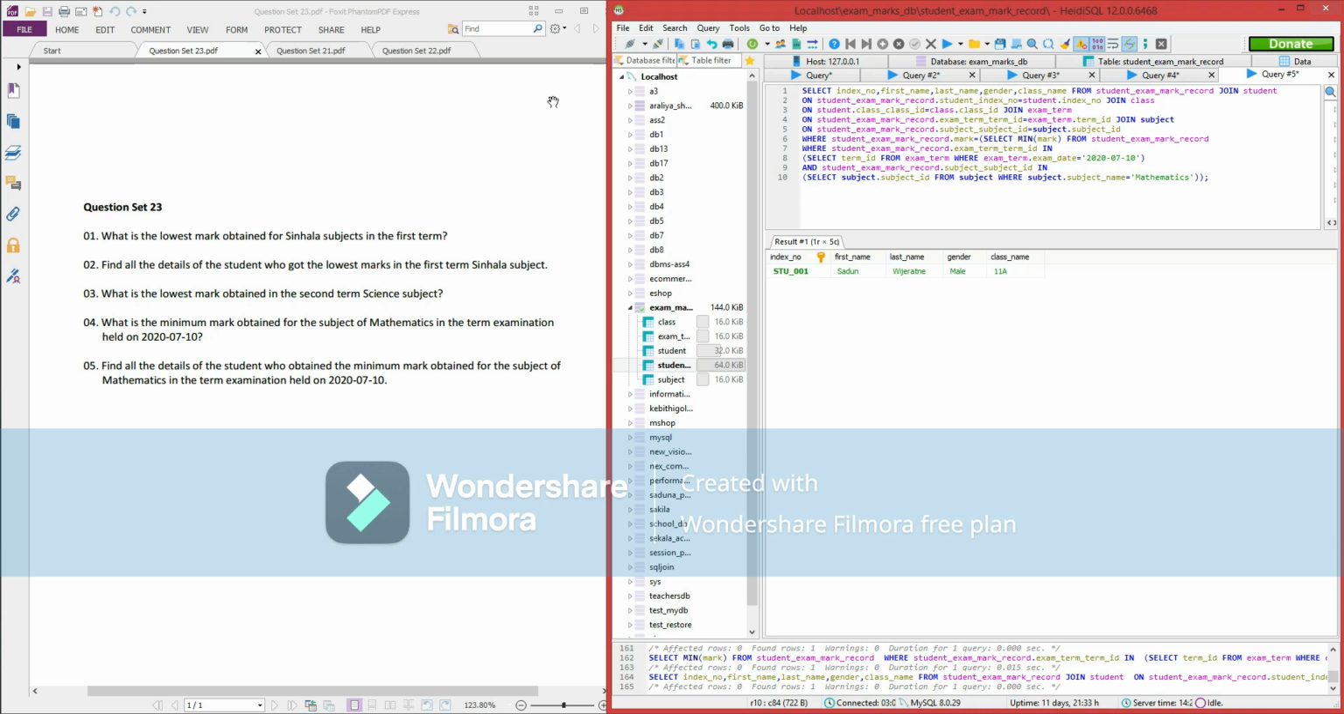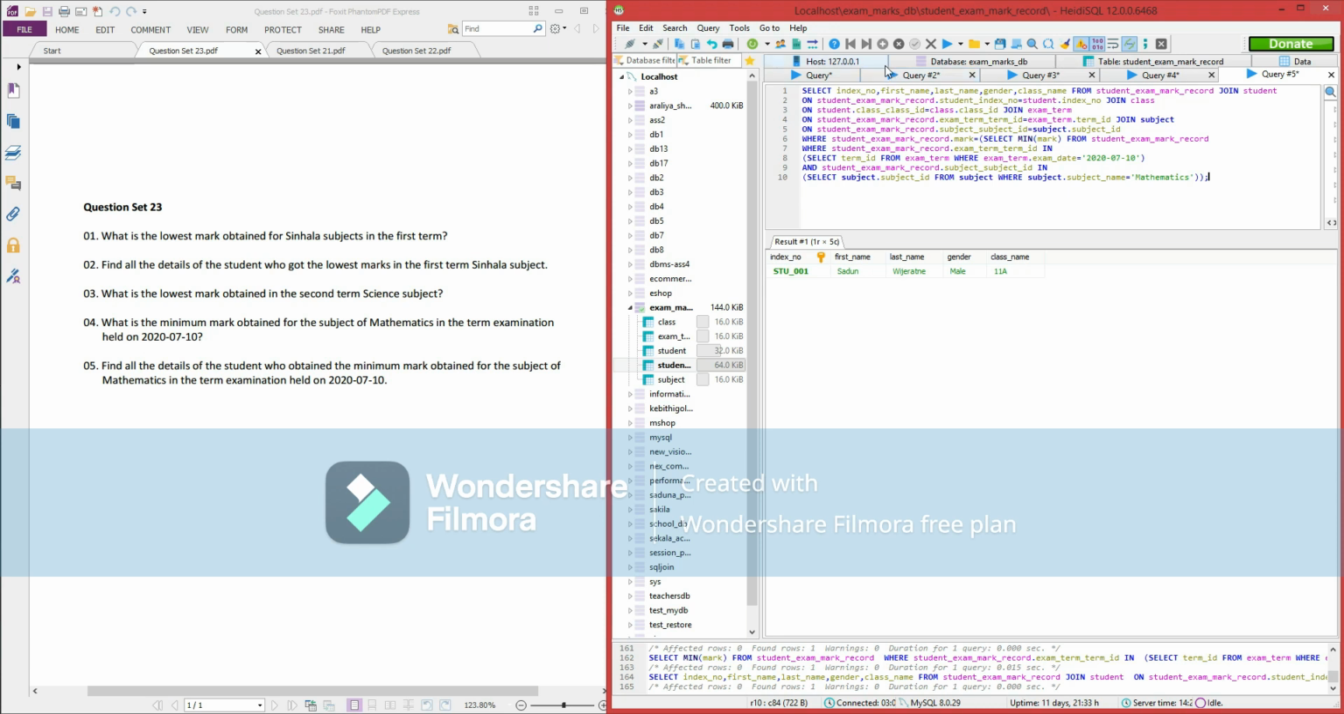In the fifth question, they are asking find all the details of the student who obtained the minimum mark for the subject of mathematics in the term examination held on this particular date. We have already found the minimum mark obtained by the subject of mathematics in the term examination held on this particular date in the fourth query. To write this fifth query, I've used subqueries and I've also used join queries.